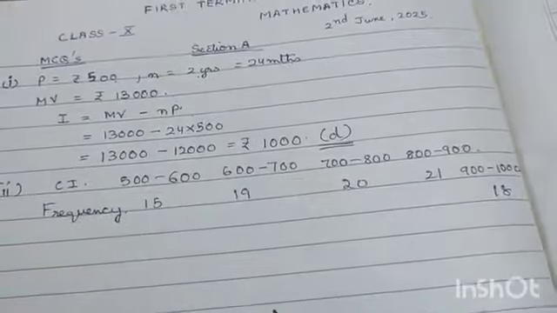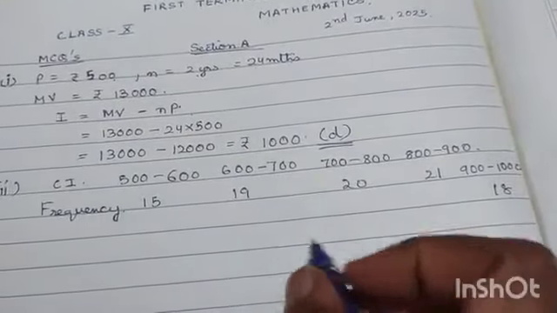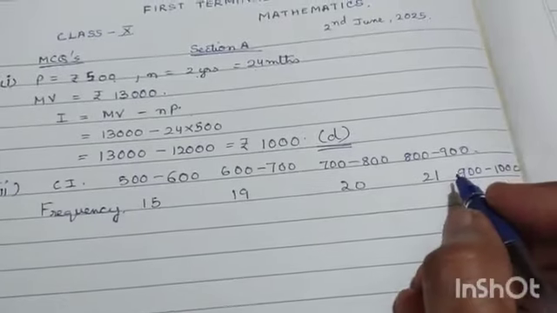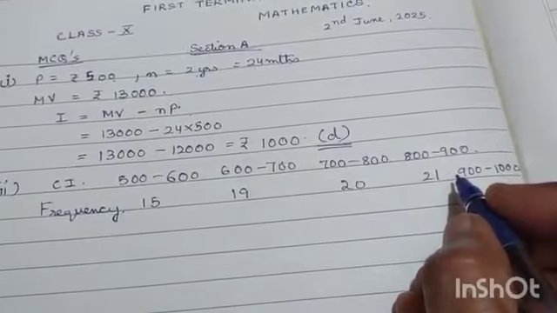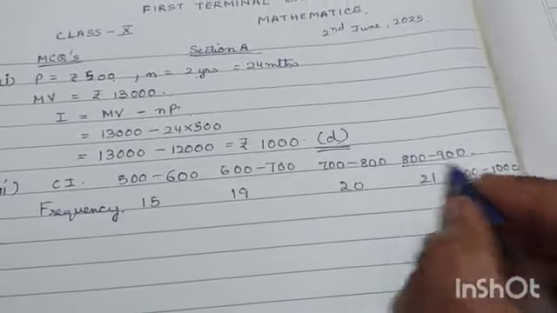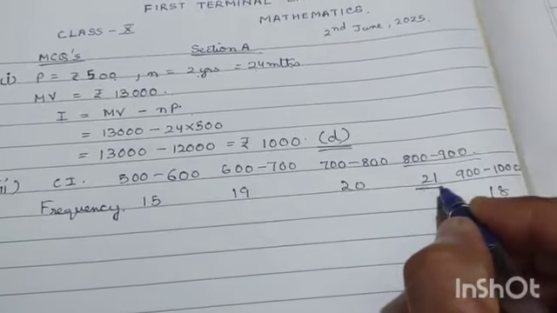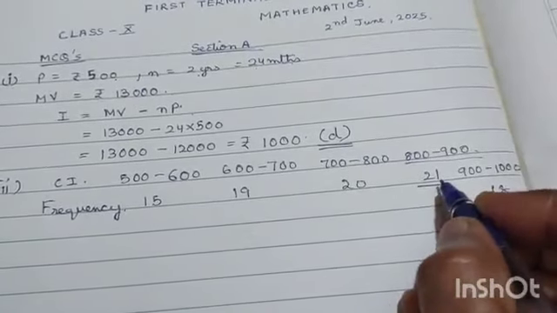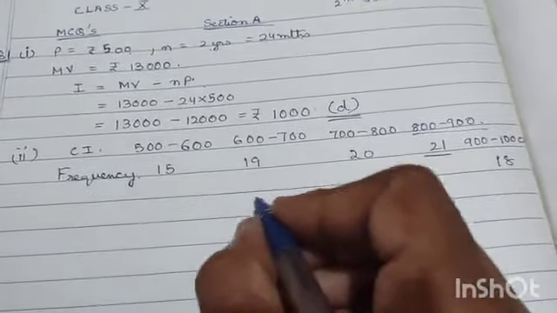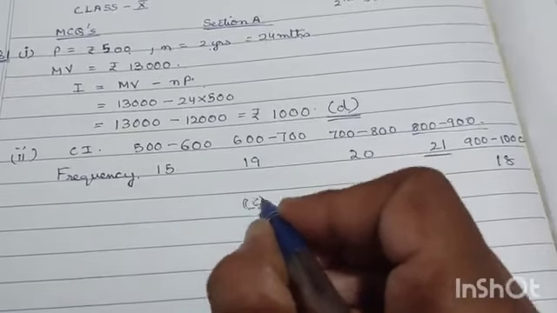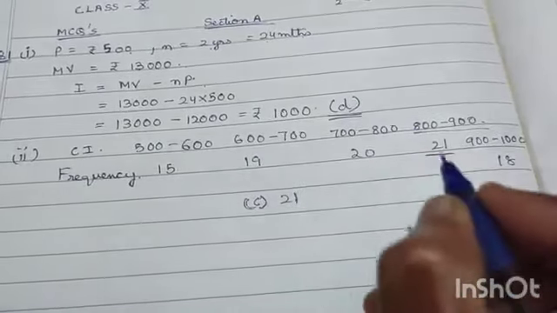So here we are asked to find the modal class. Modal class means the class having the highest frequency. So frequency of the modal class. So this is the modal class whose highest frequency is 21. So modal class is the one with frequency 21. So answer is option number C, that is 21.